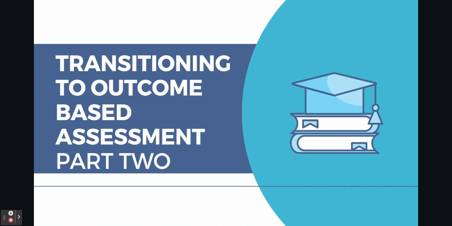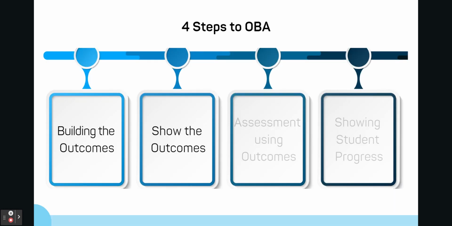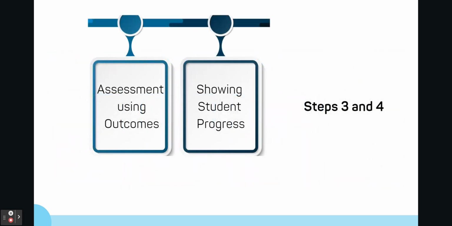Welcome to part 2 of our video, Transitioning to Outcome-Based Assessment. In part 1 of this video, we looked at how we can determine what our course outcomes should be and how we might use them in our classes. Now we're going to focus in on how we will use the outcomes to assess our students, including how this might look different in our different classes. We'll also discuss what is required for showing student progress.